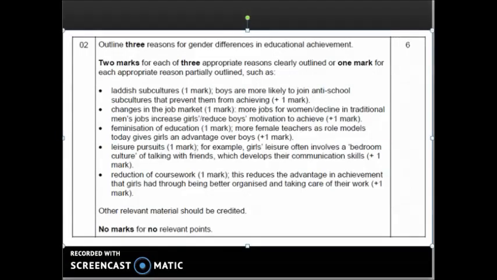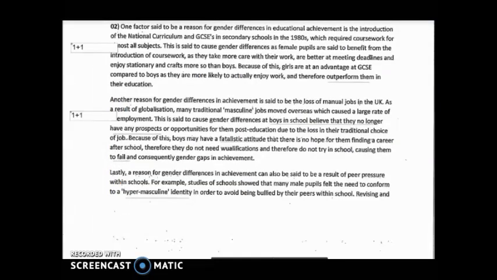Question 2, outline 3 reasons for gender differences in educational achievement. Again, you have to identify the reason and then explain explicitly why it causes a difference, e.g. whether girls are achieving higher or boys are failing. So we're looking for something quite specific. As you can see here, Kate has clearly identified 3 different reasons. We can see that they are very clear because she's missed a line between each one, and she's used one factor, another reason, lastly a reason for. So her answers are very, very clear.